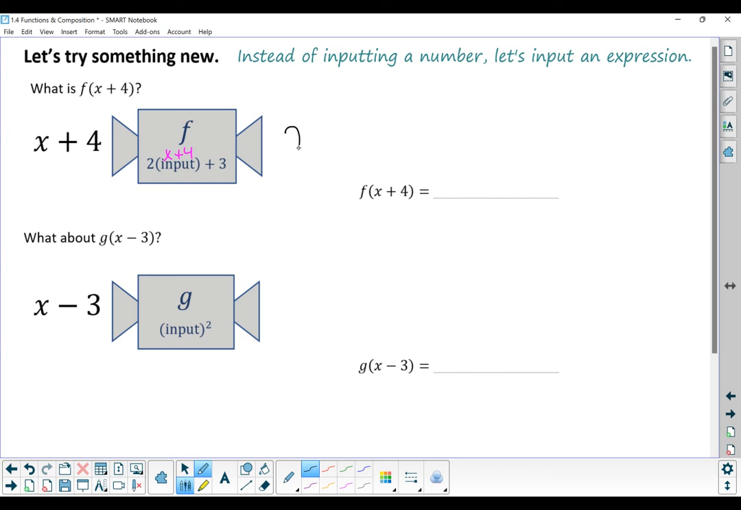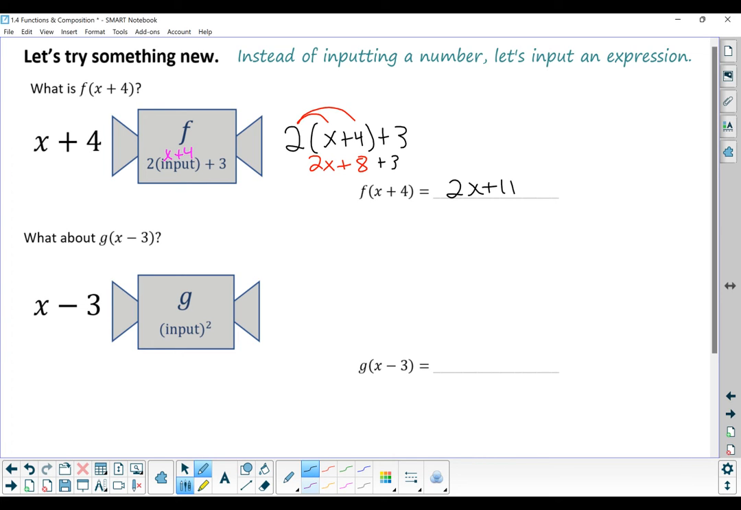So that would be 2 times our input plus 3. Well, for something like this, we could clean it up a little bit. We could distribute the 2, and then we could combine some terms. We could combine that 8 and that 3. So our final answer would be 2x plus 11. So f of x plus 4 is 2x plus 11.